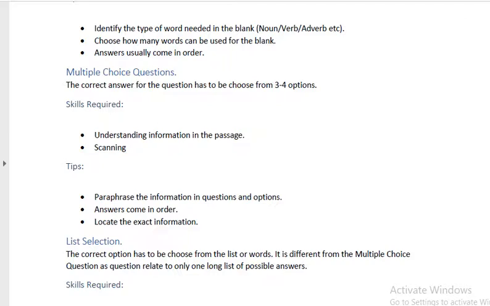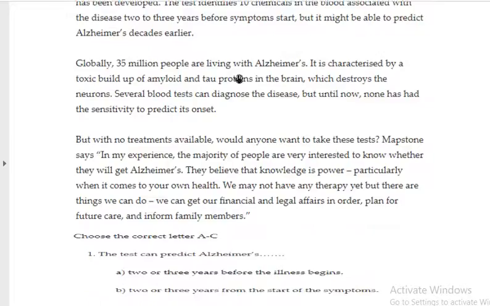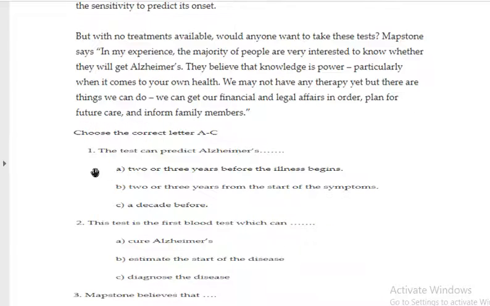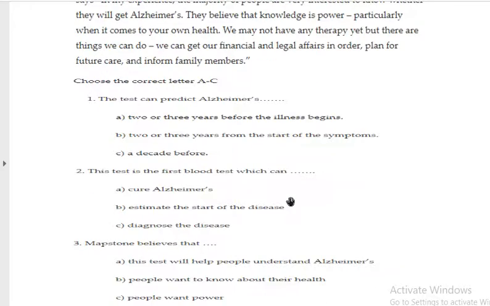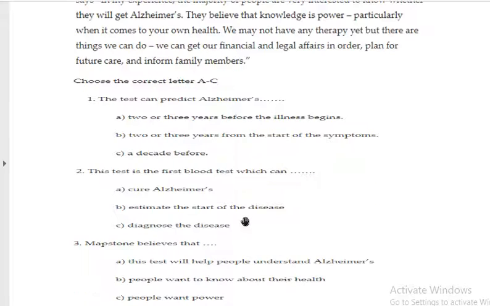This is MCQs, multiple choice questions, similar to this one. Here is a paragraph and then a blank. The test can predict Alzheimer's 2 or 3 years before the illness began, 2 or 3 years from the start of symptoms, a decade before. Now these types of questions are not so difficult, because if you read the whole paragraph thoroughly you can easily answer them.